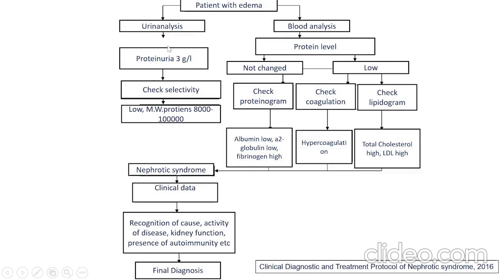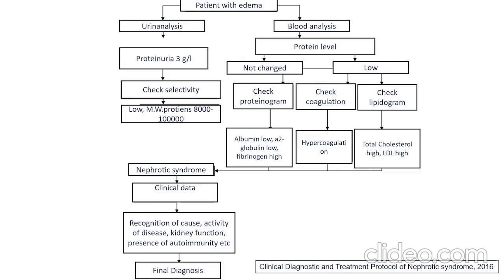If in the urine analysis he detects proteinuria, the doctor should check the selectivity of proteinuria. What is selectivity? Selectivity is what type of proteins are lost through the kidney. It may be low selectivity or high selectivity. If high selectivity, that means only some proteins with very high molecular weights can be lost, and low molecular weight proteins, which are 9 or 10 and 100 units, 1000 units, they remain.